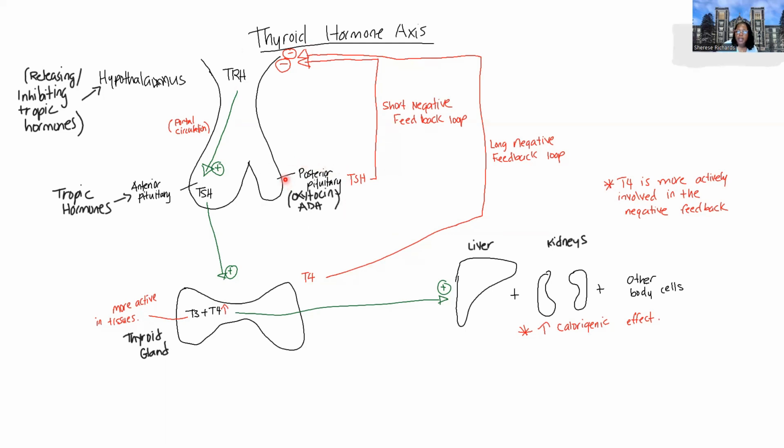The posterior pituitary here, I've just drawn this in for context, but it has nothing to do with the thyroid axis. And I've listed the hormones released from this part of the gland. But remember, the anterior pituitary and the posterior pituitary are separate in their function and their mechanisms as well. If you think back to the two different mechanisms we looked at, they're entirely separated in those regards.